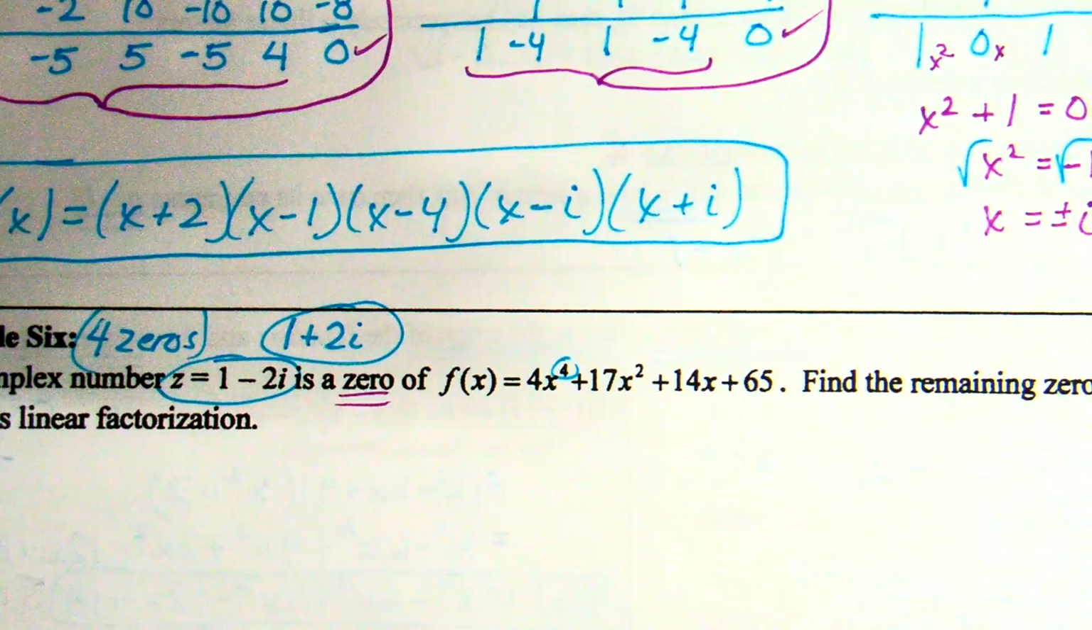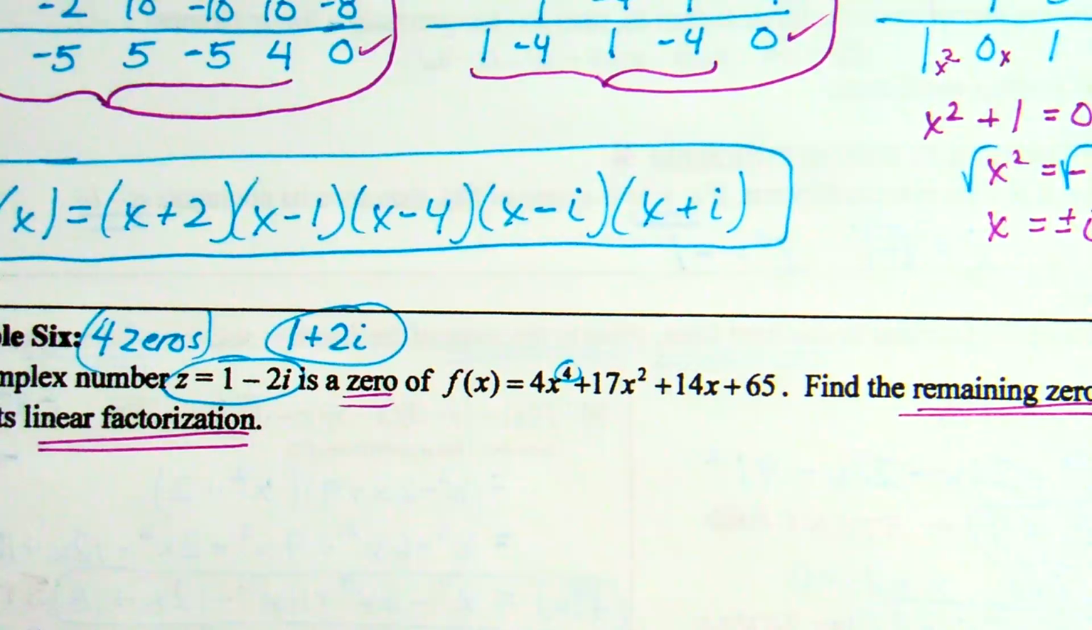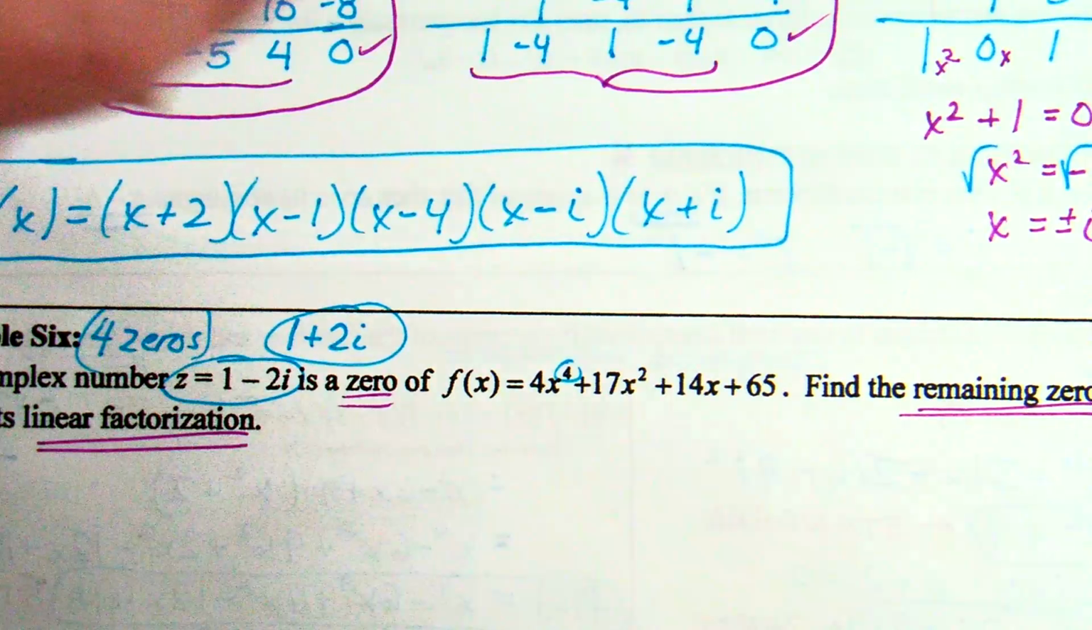We have to find the remaining zeros and write the linear factorization. Because I can almost guarantee I'm going to forget something I probably should have mentioned earlier. Notice on this problem there is an A value, yes? Okay. Keep that in mind.